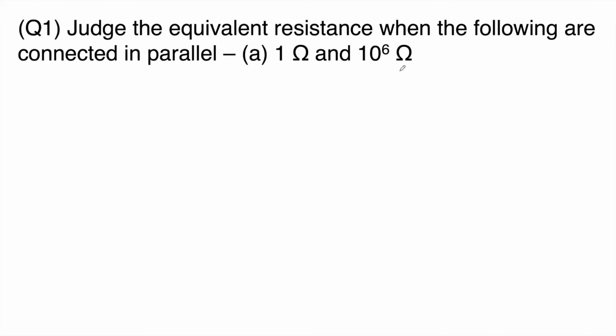Resistances are 1 ohm and 10 raised to 6 ohms. So what is the equivalent resistance in a parallel connection? That is 1 by R is equal to 1 by R1 plus 1 by R2. So here we can substitute 1 by 1 plus 1 by 10 raised to 6. You have to find the LCM here. So we'll get the LCM as 10 raised to 6 and it is like 10 raised to 6 plus 1.